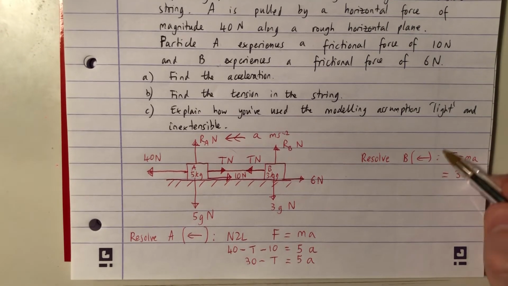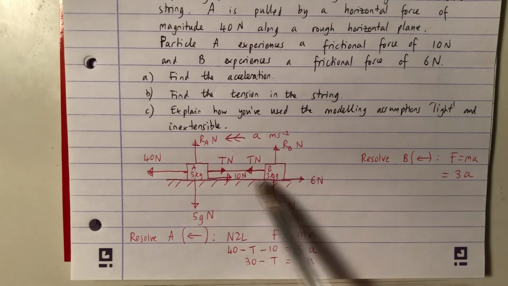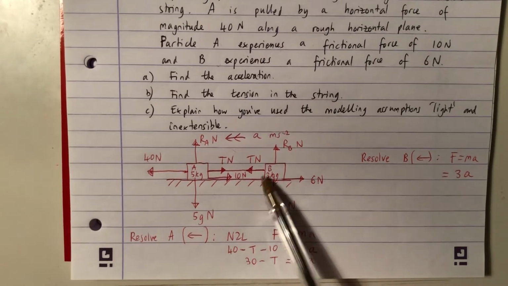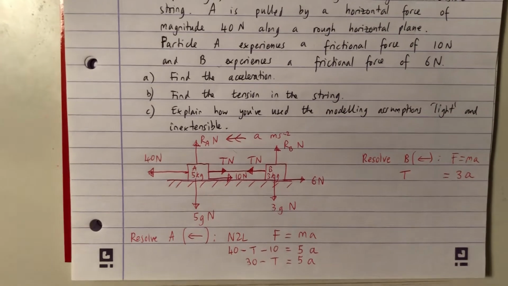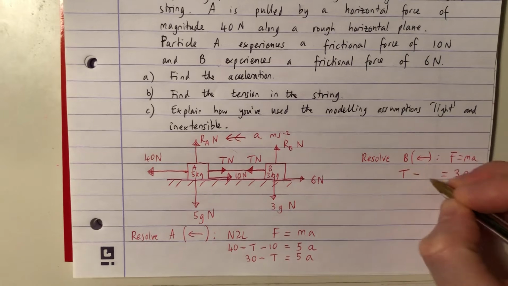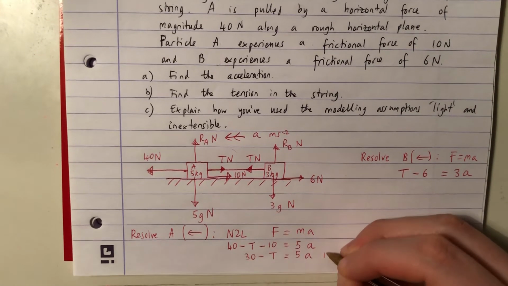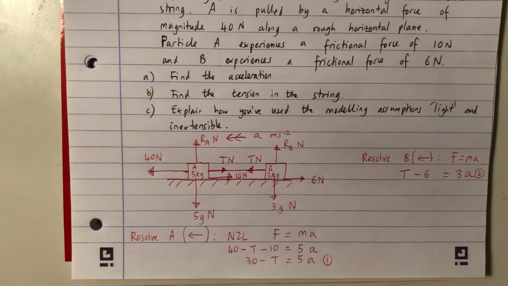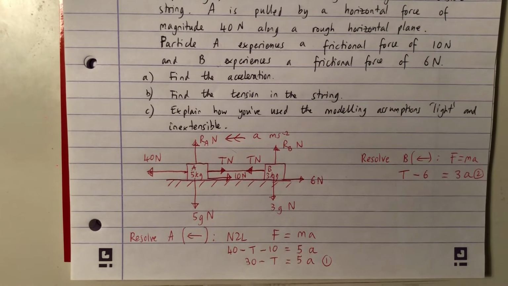How would you work out the resultant force in this direction? Well, force going with it, the only one going with it is T. Subtract the forces going against it. The only one going against it is the friction, which is 6. And you've got a second equation. Two equations, two unknowns, you can solve them simultaneously.